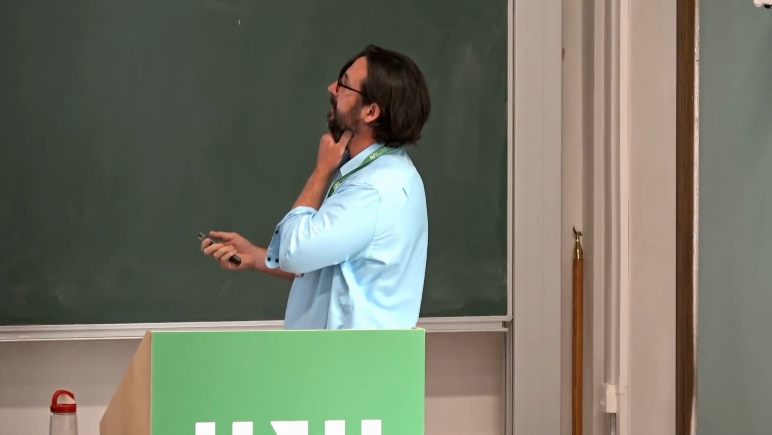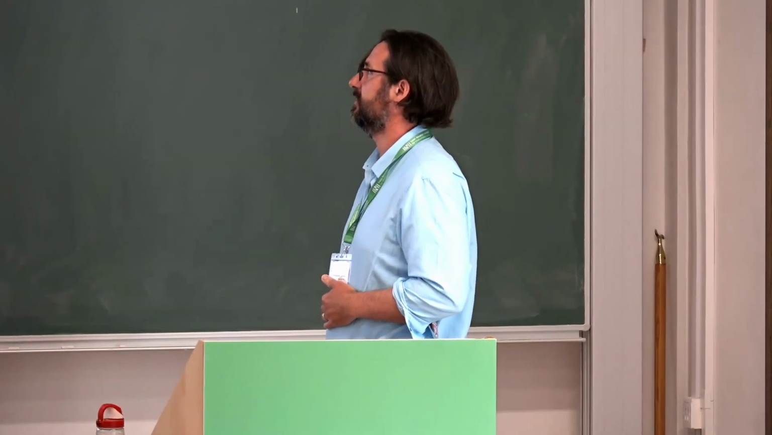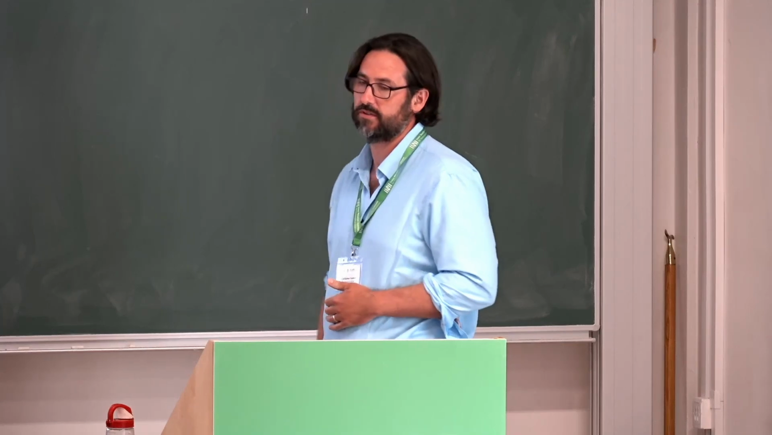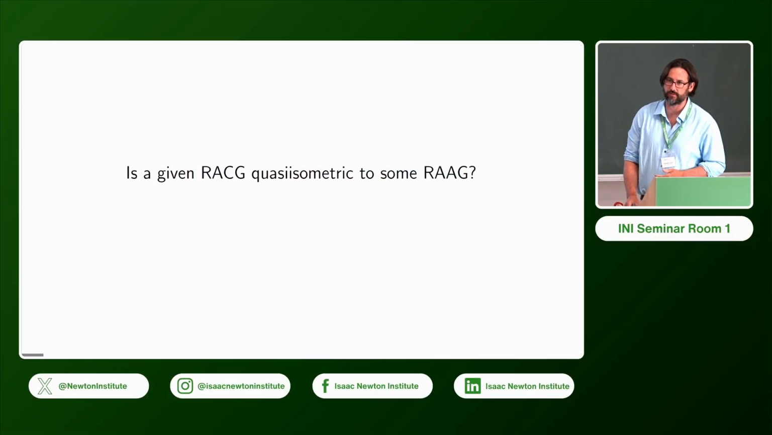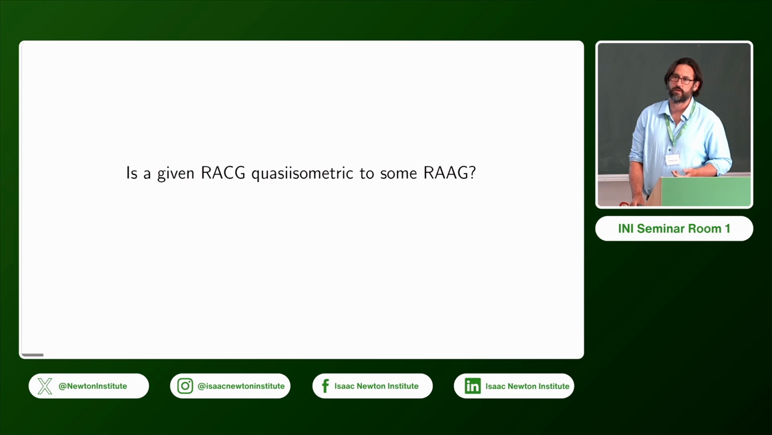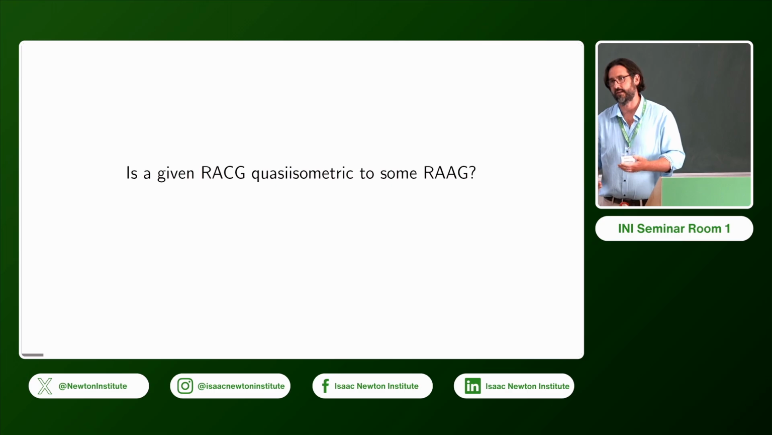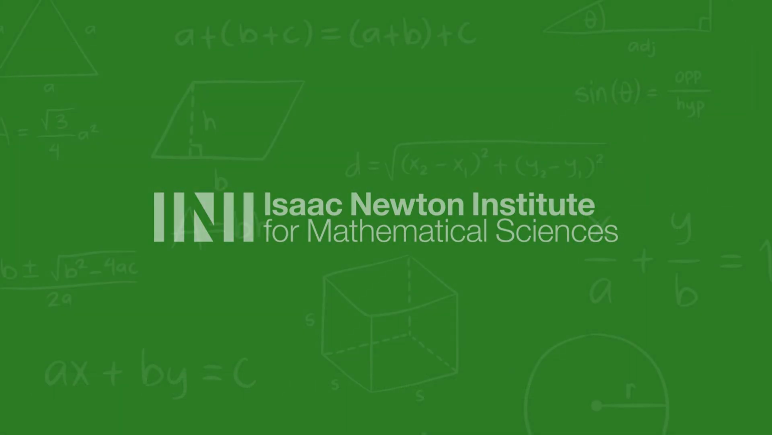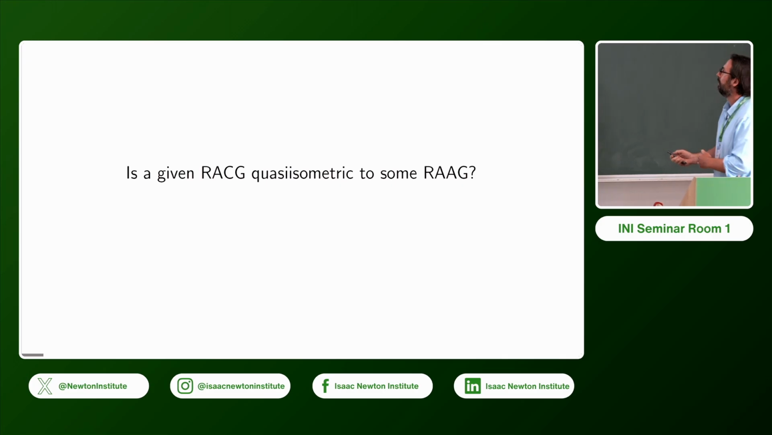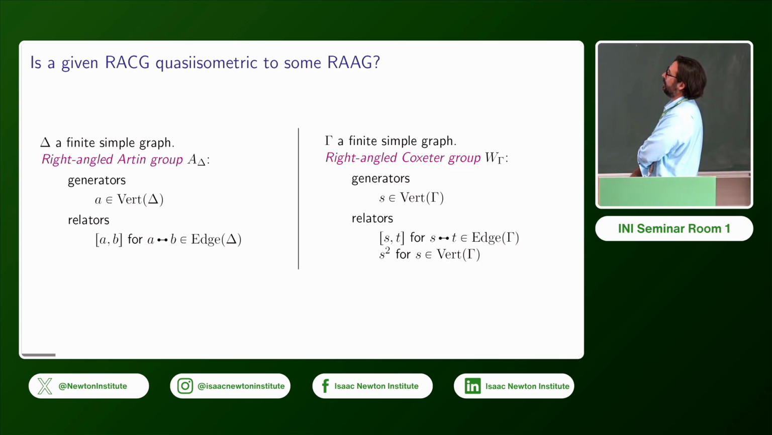Okay, so the question here is, if we give you a right-angled Coxeter group, can you tell me, is it quasi-isometric to some right-angled Artin group? Yes or no? And if yes, if I give you the right-angled Coxeter group in terms of a presentation graph, I'd like to know what's the presentation graph for the RAAG, or a RAAG that it's quasi-isometric to.